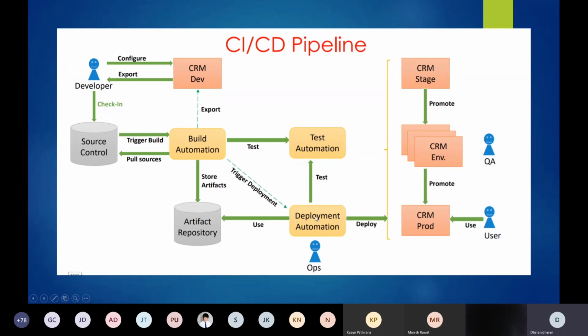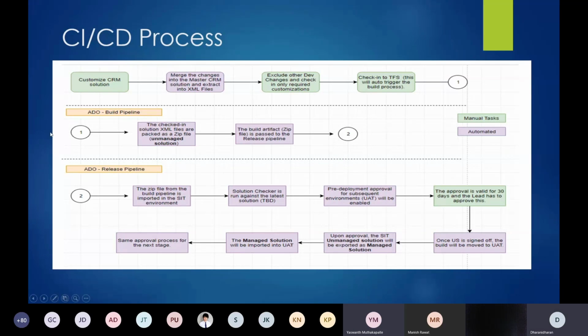The release definition will trigger, and that will pick the solution from the artifacts repository and move the solution into a CRM SIT environment. And the internal testers will validate all the user stories, and if they give the sign off, it will be moved to the UAT environment. Similarly, we move it to the production environment. So yeah, this is the process diagram.